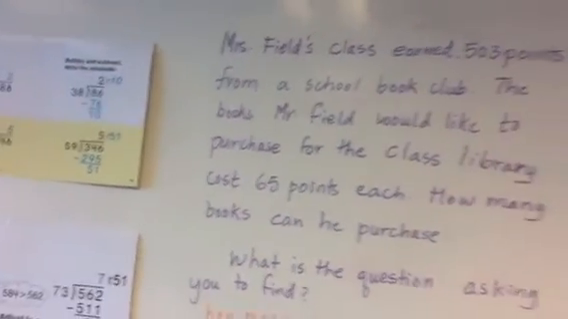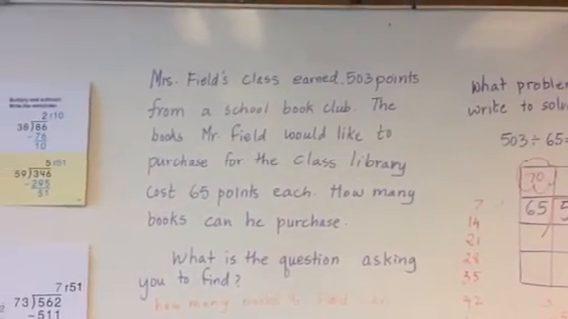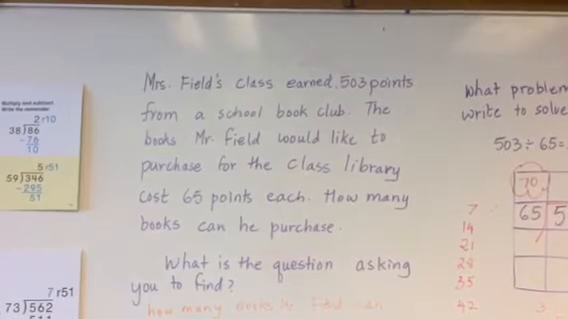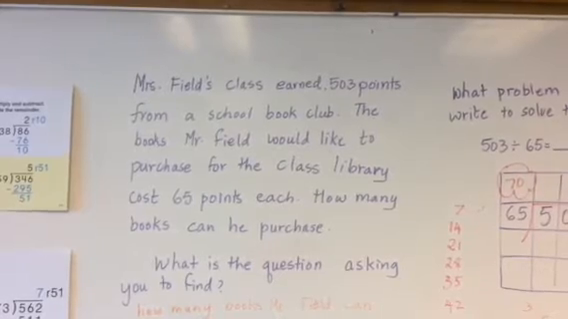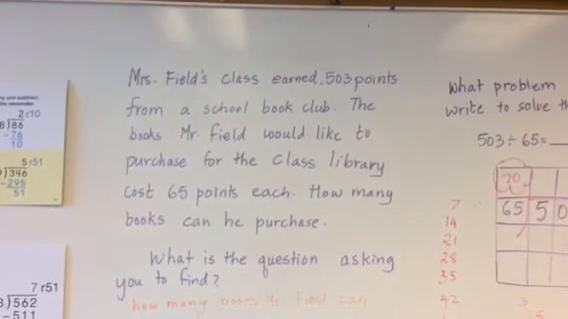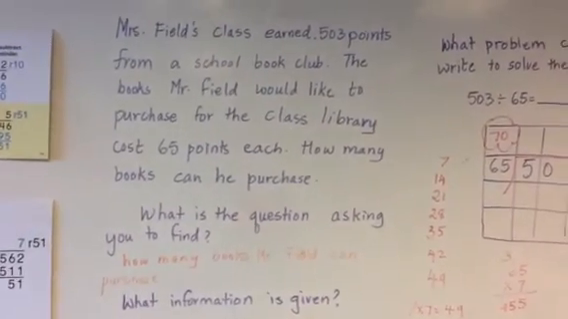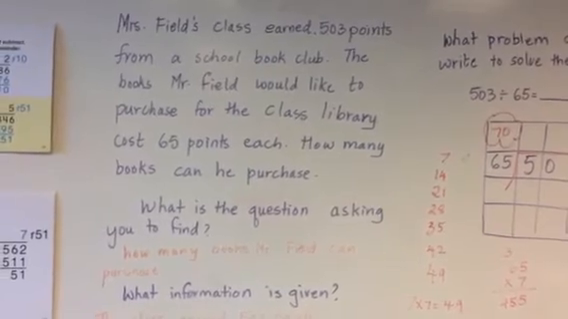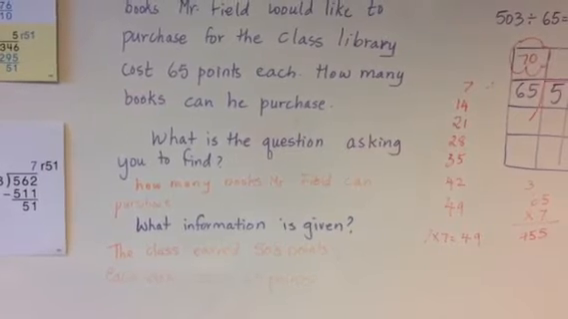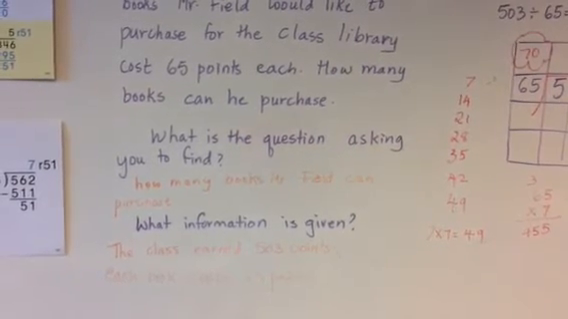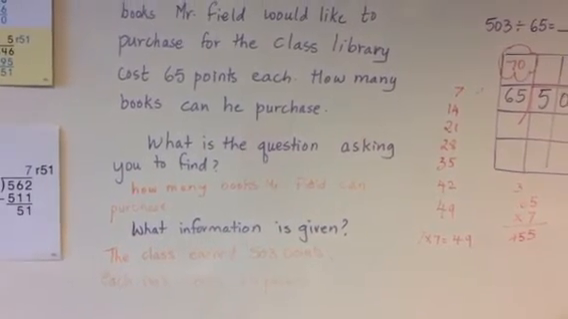Okay, let's look at a story problem. Mrs. Field's class earned 503 points from a school book club. The books Mrs. Field would like to purchase for the class library cost 65 points each. So how many books can she purchase? What is the question asking you to find? How many books Mrs. Field can purchase. What information is given? The class earned 503 points. Each book costs 65 points. So you will have to see how many sets of 65 are there in 503.